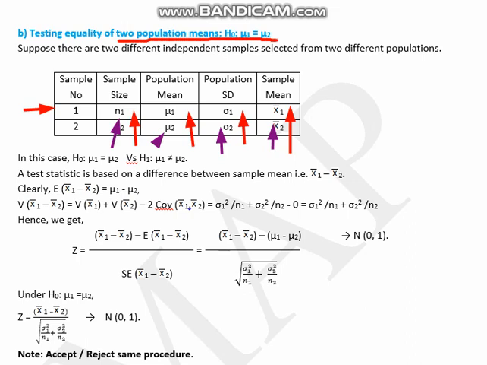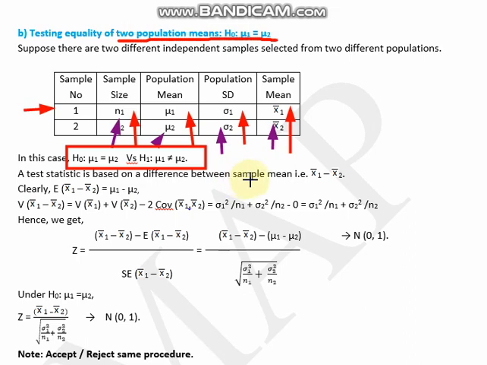And in this case what we have to test is our H naught is mu1 equal to mu2 versus H1: mu1 not equal to mu2. So that means the population means are the same is our null hypothesis, whereas in our alternative hypothesis we are saying that the population means are not equal. So that means this is the two-tailed test.